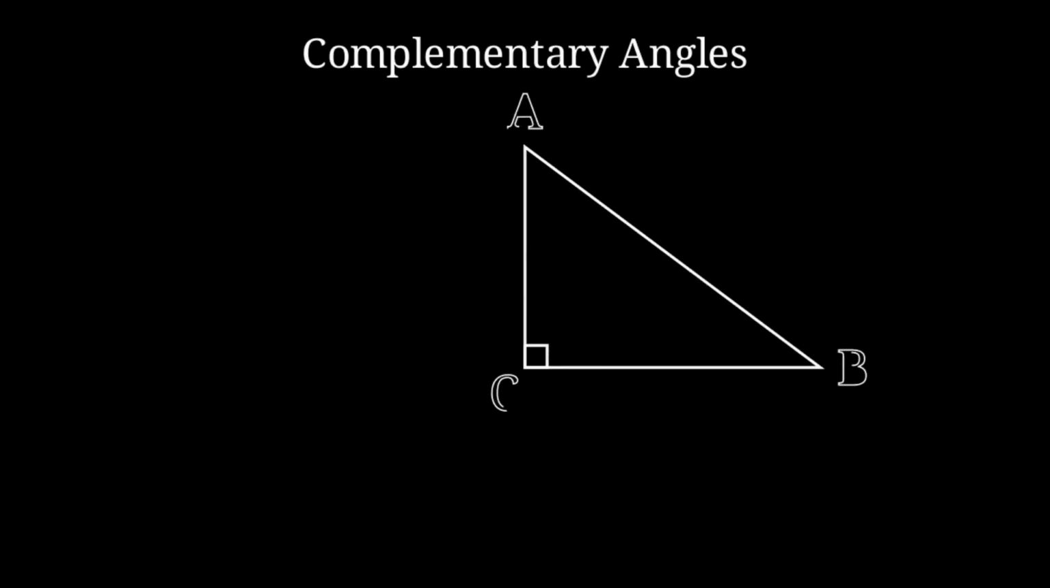In any right triangle, the two non-right angles are complementary, meaning they always sum to 90 degrees. If we know one angle is theta, the other must be 90 minus theta. This simple geometric fact creates a powerful relationship between trigonometric functions.